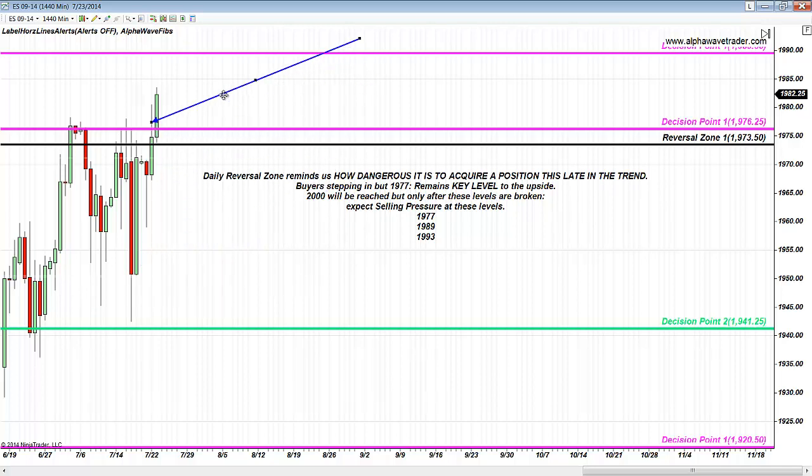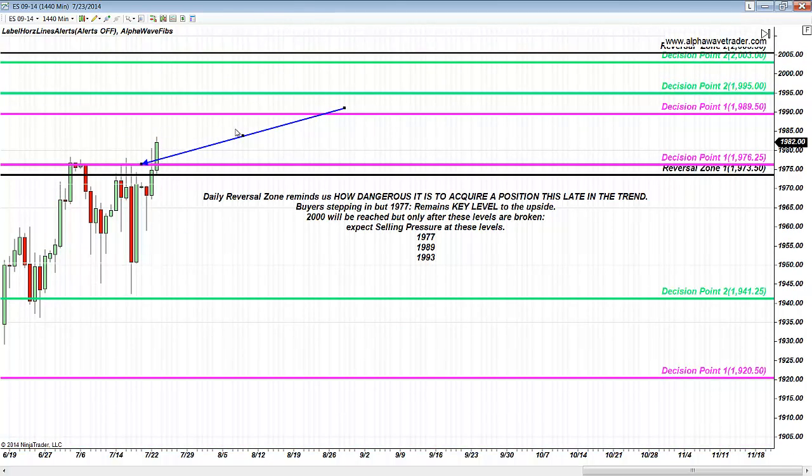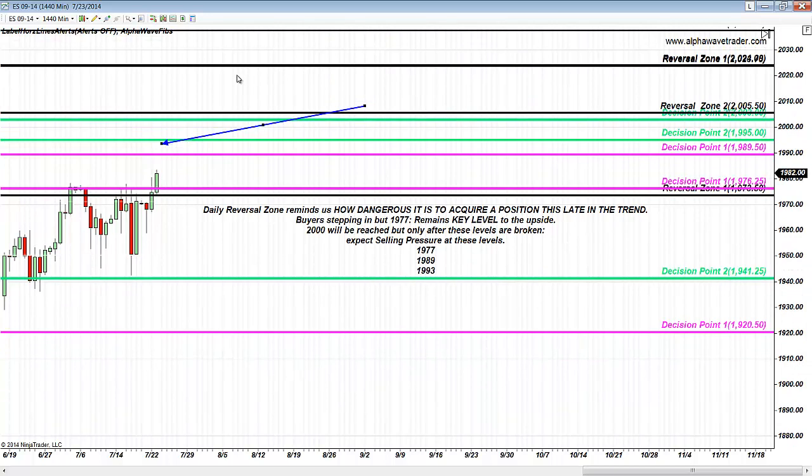By the time you come to this level, you are in significant profit. Next level on daily, 1989, 1995, all the way to the 2000 area.